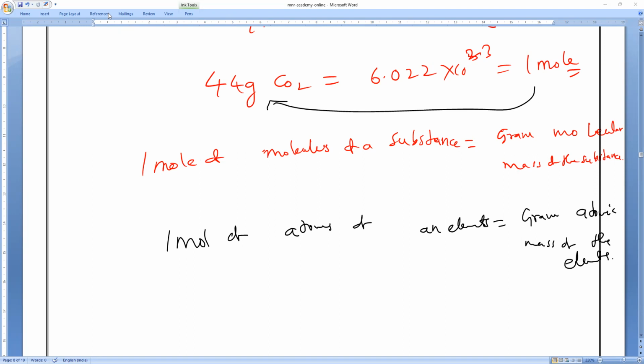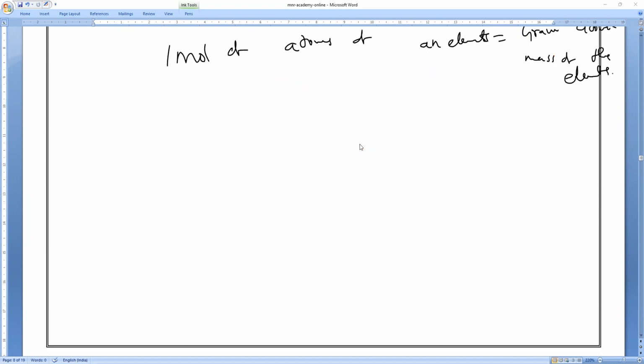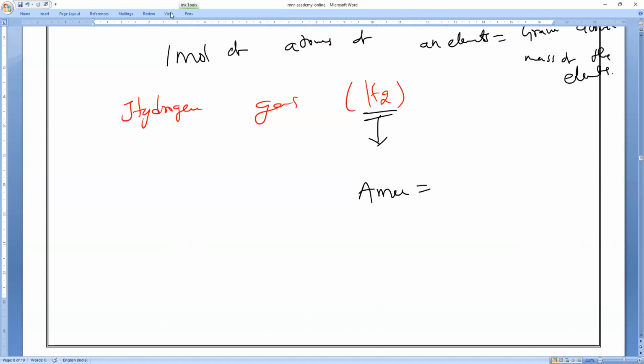Now, can you tell me the molecular mass of hydrogen gas? Hydrogen gas is H2, am I right or wrong? Now, can you tell me the atomic mass of hydrogen gas? Make it fast. Number of atoms 2, so 2 into 1, which equals 2 U. Very good.